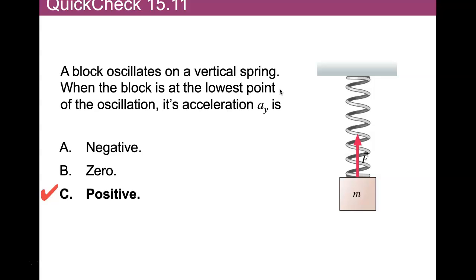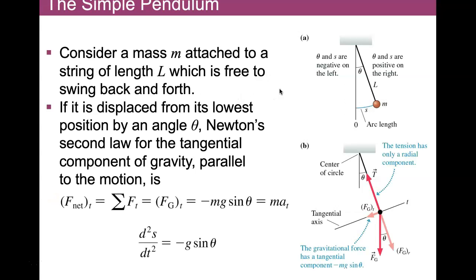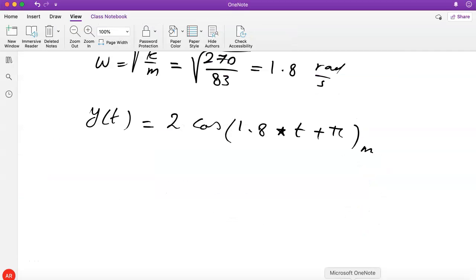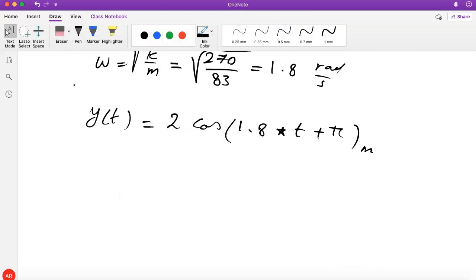Physically, it also makes sense, right? When it's gone all the way down, of course, the spring is stretched more than its equilibrium length, so the net force will be upward. It's pulling it up, and it will have an acceleration that's upward at that point. All right. So the next topic is the simple pendulum. That's another canonical example of simple harmonic motion. Okay, so we'll talk about the pendulum next time, but today let's work out another quick example here.